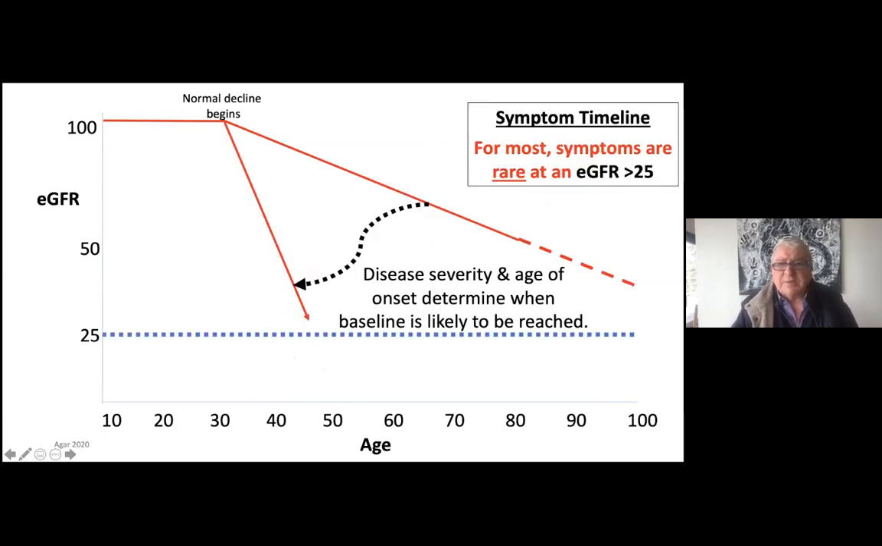Now, for most people, symptoms are rare in kidney disease with an eGFR greater than about 25, maybe 30. 25 is where we usually put that. But the disease severity and age of onset determine when the baseline is going to be reached. So the more severe the disease, the faster you're going to lose kidney function and the quicker you reach both symptoms and later on an end-stage kidney disease baseline.